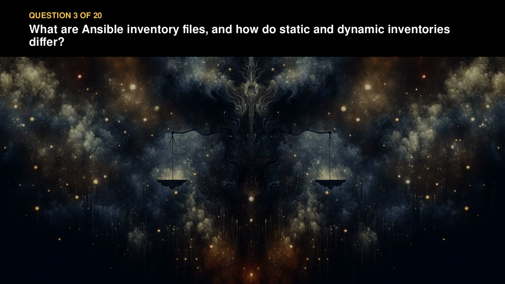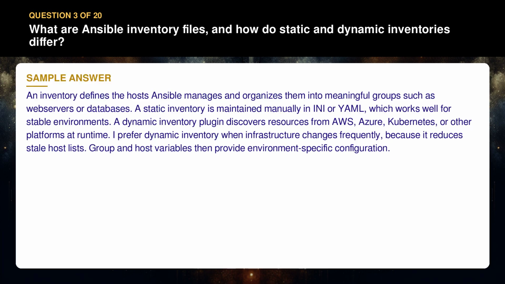Question 3. What are Ansible inventory files, and how do static and dynamic inventories differ? An inventory defines the hosts Ansible manages and organizes them into meaningful groups such as web servers or databases. A static inventory is maintained manually in INI or YAML, which works well for stable environments. A dynamic inventory plugin discovers resources from AWS, Azure, Kubernetes, or other platforms at runtime. I prefer dynamic inventory when infrastructure changes frequently, because it reduces stale host lists.